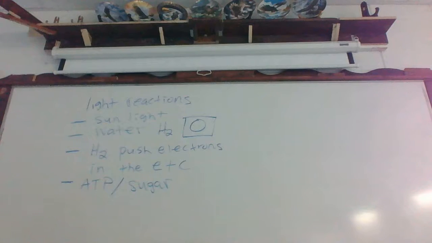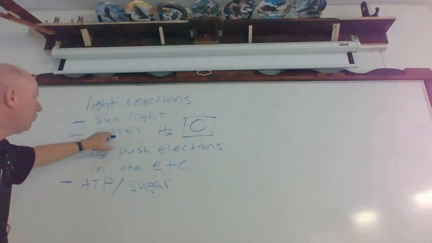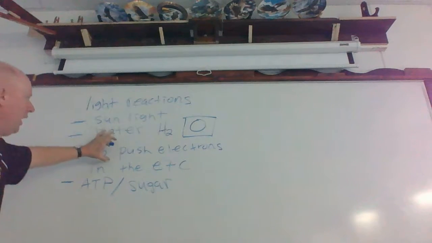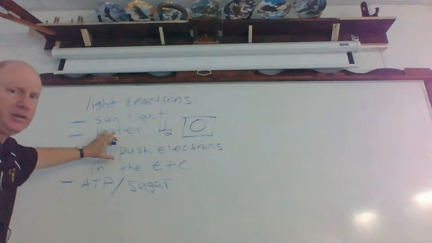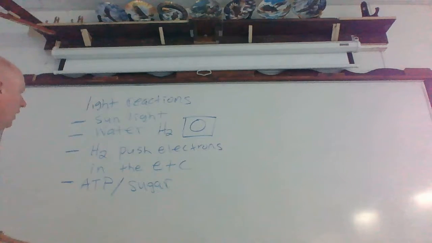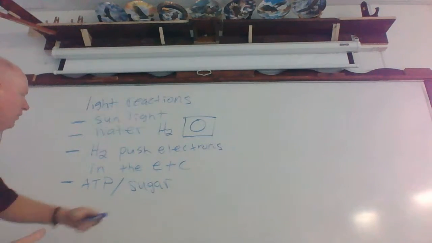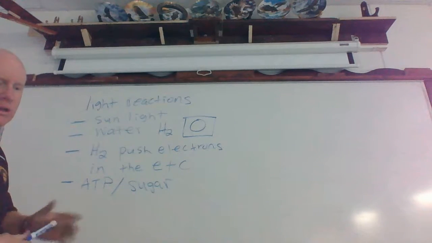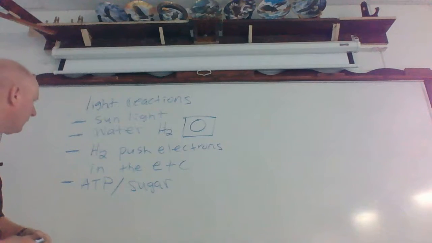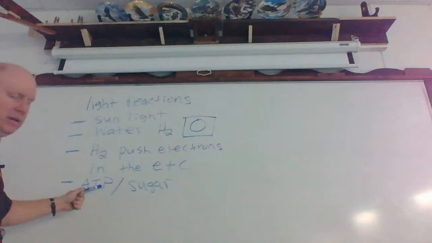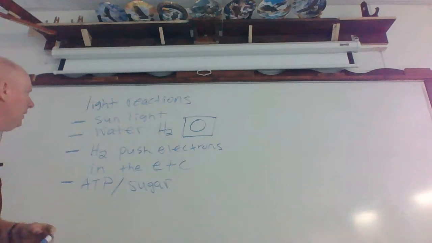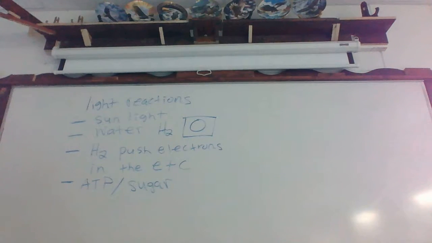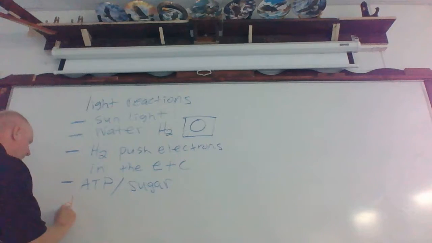Okay? As we said, sunlight takes water, it splits it, the hydrogen then pushes electrons through the electron transport chain, and the end result is it allows plants to produce carbohydrates in the form of sugar, and then they can burn that in the form of ATP. That's the light reactions. Then we also talked about the dark reactions, okay?